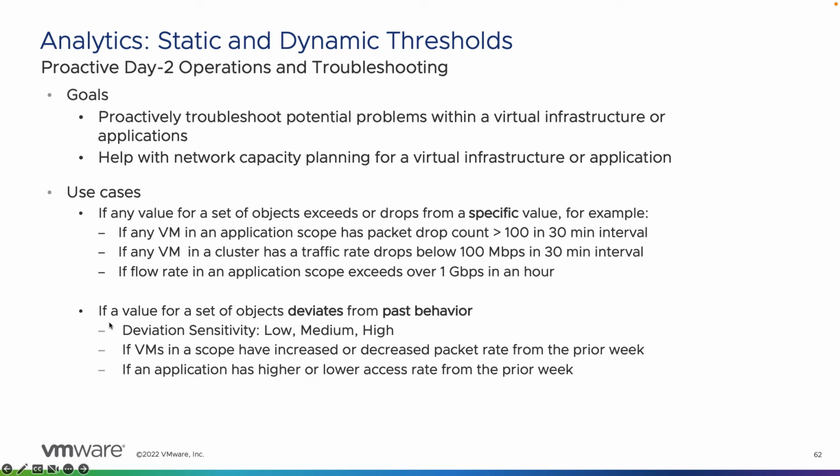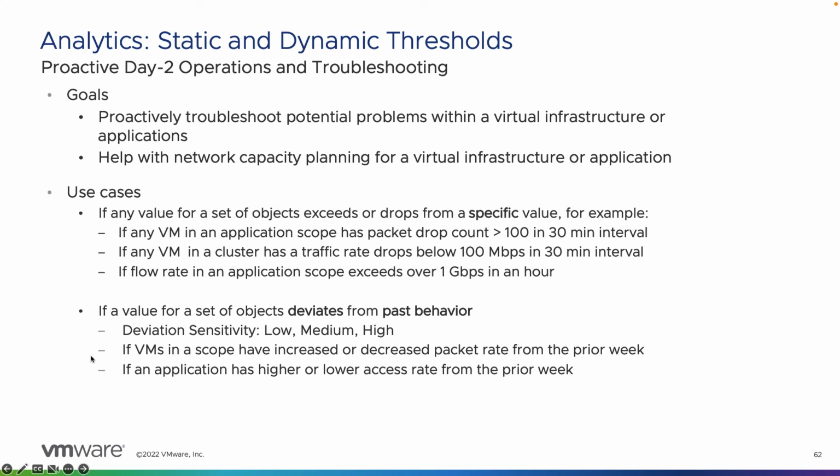Now we can also look at if a value for a set of objects deviates from the past behavior. So this is going to be an example of setting static thresholds. Dynamic thresholds allow us to use the stored information that we have, based off of the normalized performance for each one of the objects within vRealize Network Insight. And then we can set a deviate from past behavior.